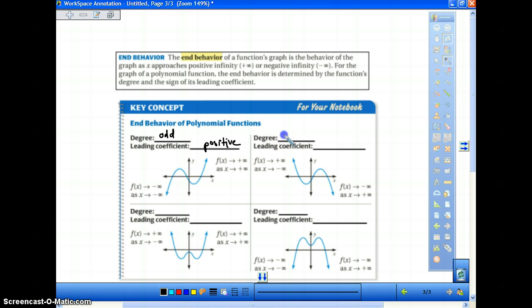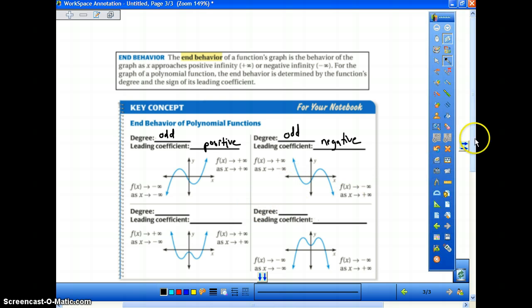Okay, the opposite is true. If your degree is still odd, but your leading coefficient is negative, the complete opposite is true. As x increases towards infinity, your f of x will be negative infinity. And as x decreases to negative infinity, your f of x will be positive infinity.